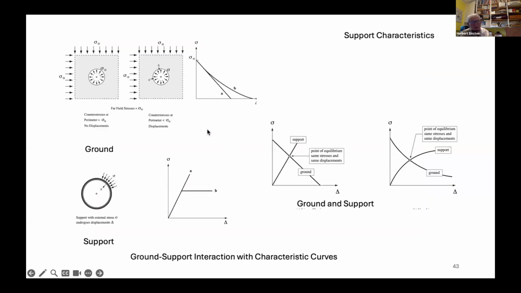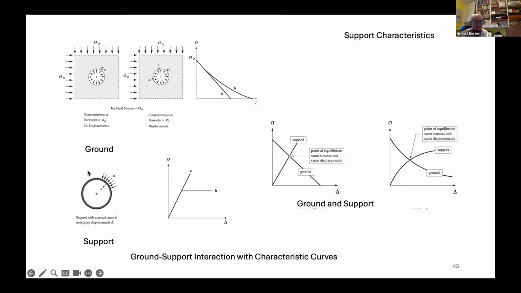Okay, now we get something that Professor Bobet showed in chapter 1. This is ground structure interaction, and we have what we call these characteristic curves. They're also known as the convergence confinement method. All of you know that, but I'll quickly repeat. We have far field stresses. Imagine the hole here. Counter stresses, no movement. And then we reduce the counter stresses, and then we get movement. So this is here, original state.